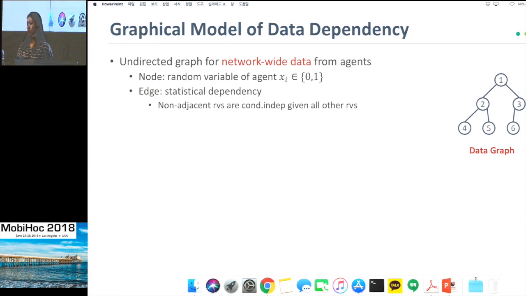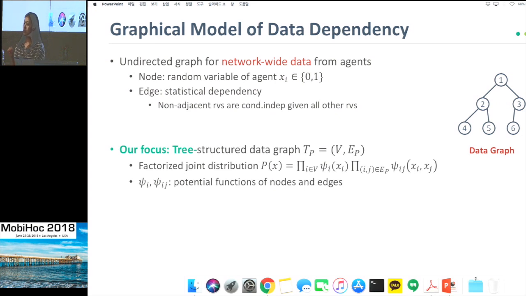Here, the node is associated with the random variable of each agent. For example, this value corresponds to the data generated by each agent. And the edge structure captures the statistical dependency among these random variables, which means that non-adjacent random variables are conditionally independent given all other random variables.